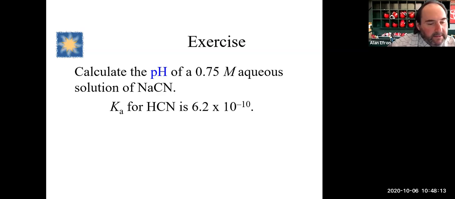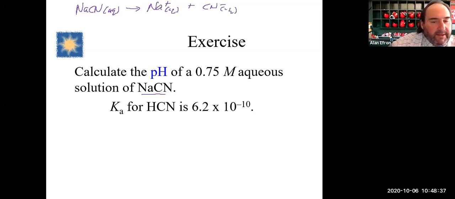Okay, so let us take a look and see how we're doing. So again, we have sodium cyanide here. So we want to think about sodium cyanide when it's in solution. Again, it is not going to stay together. It is going to pretty much 100% break apart into two ions. It's going to be a sodium ion and cyanide here.